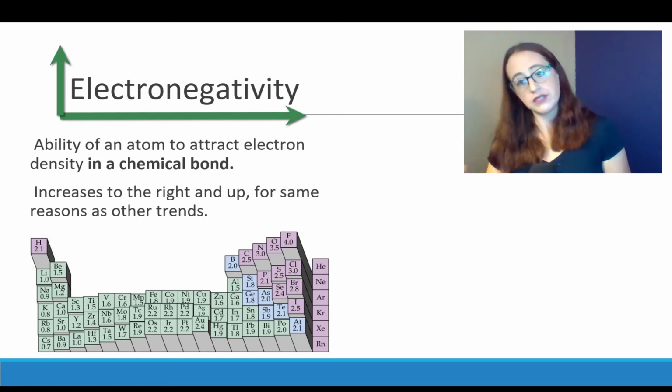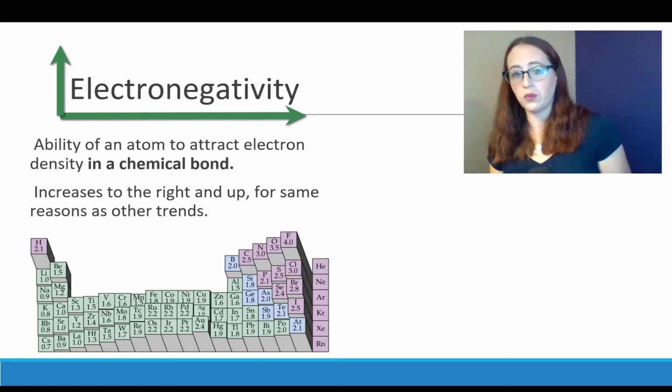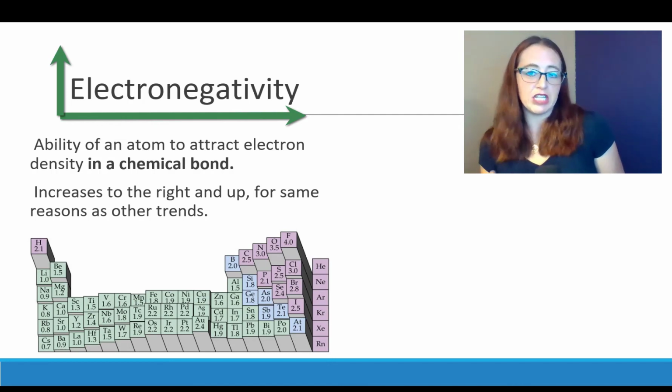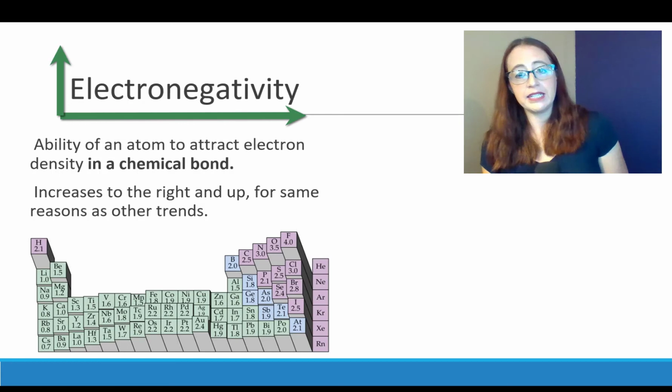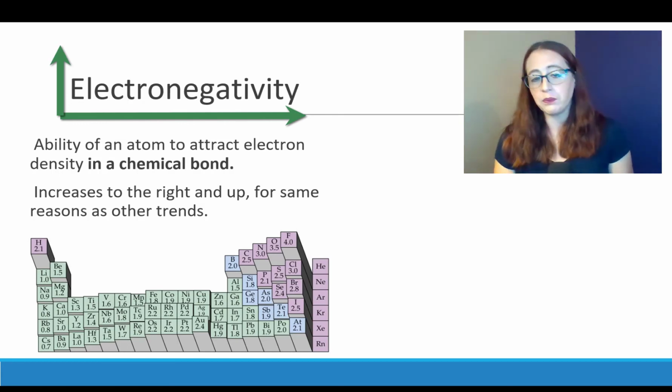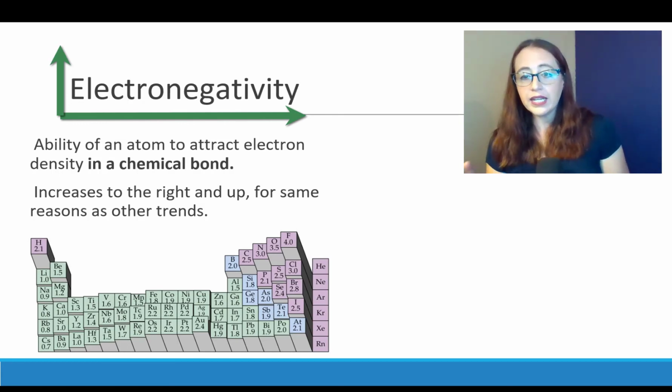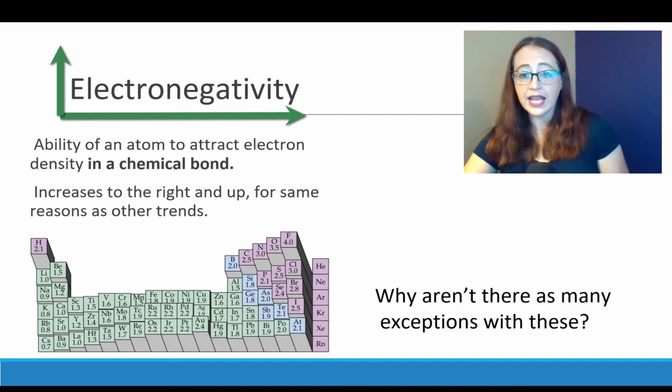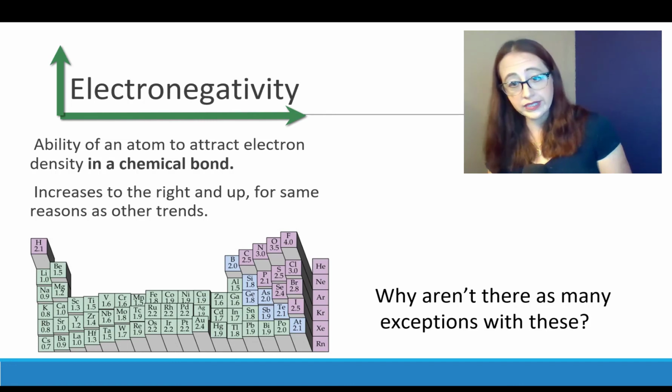Electronegativity is often talked about in the bonding sections of the course and not the periodic trends section of the course. But I think that it needs to be talked about in periodic trends as well. Electronegativity is the ability of an atom to attract electron density within a chemical bond. It increases as we move to the right on the periodic table due to increasing effective nuclear charge. And it decreases as we go down the periodic table due to increased shielding.